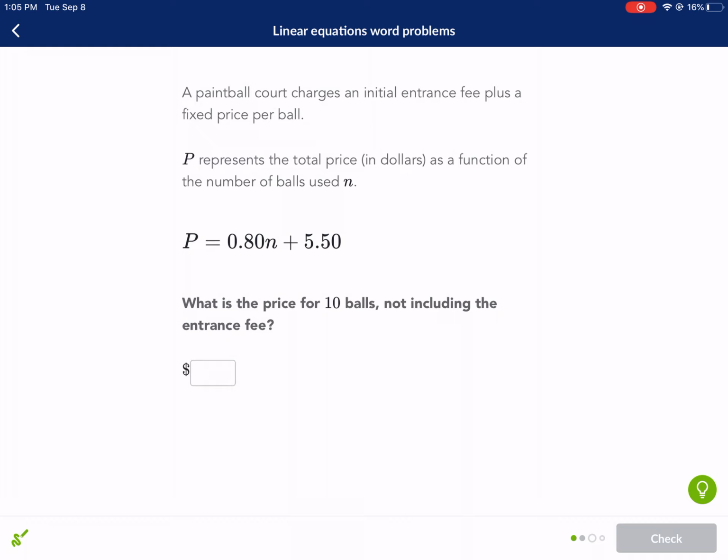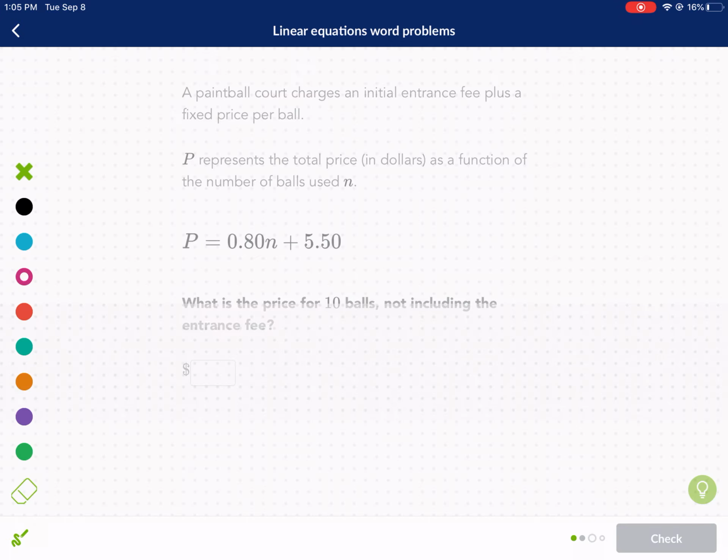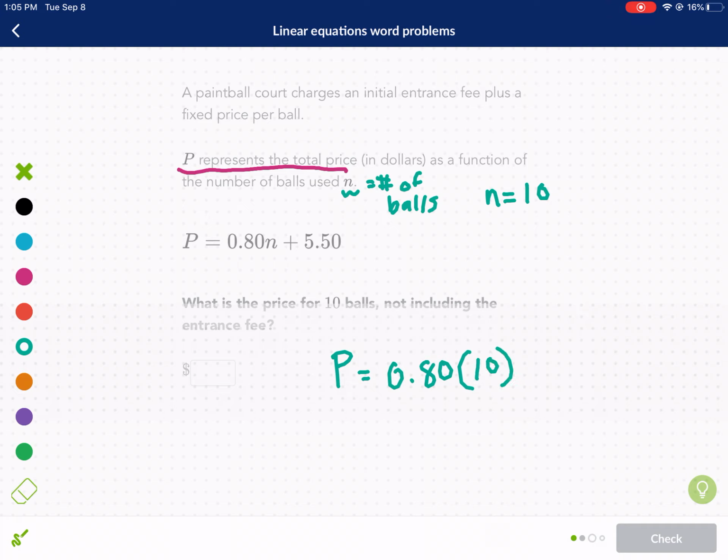So here we're saying that P represents the total price. Okay, so P is our total price in dollars, also as a function of the number of balls used, N. So N is the number of balls. What is the price for 10 balls? If we want to see the price for 10 balls, we need to put in N equals 10. So we're going to go here. We go P equals 0.80 and multiply this by 10.